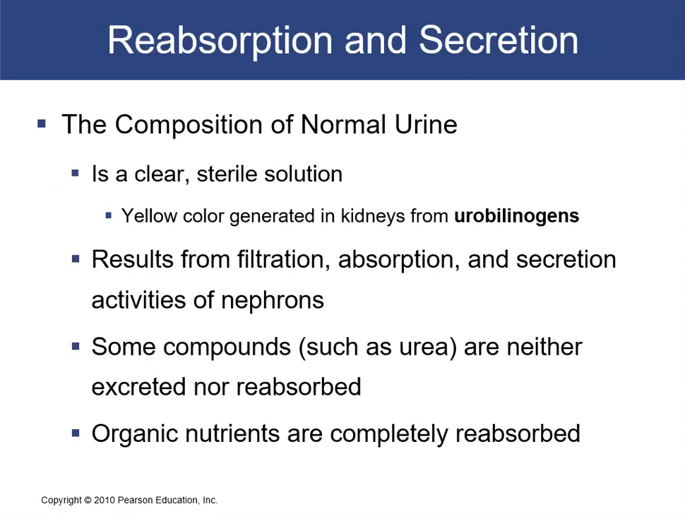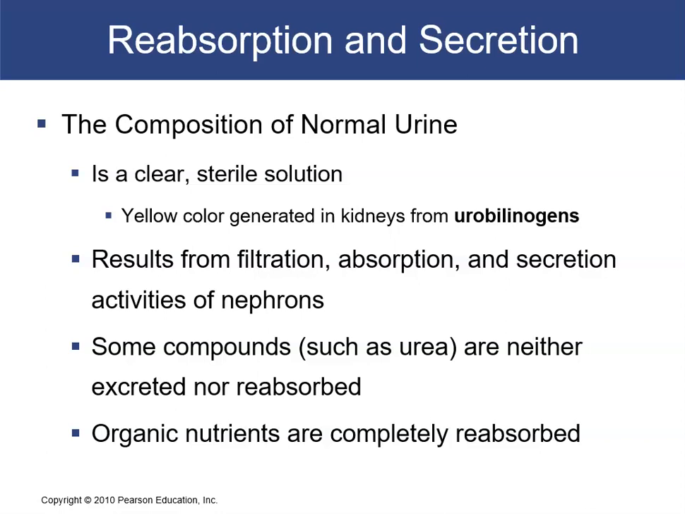Now, after all of these processes are finished, we have our final product, urine. What is the composition of normal urine? Well, one, it should be clear and it should be sterile. Any bacteria that are present usually get put into the urine as the urine is expelled from the body. The yellow color of urine is generated in the kidney from urobilinogens. These are the breakdown products from hemoglobin.